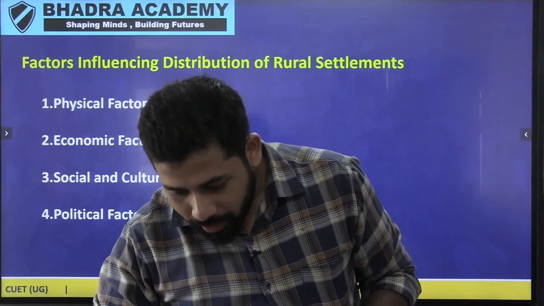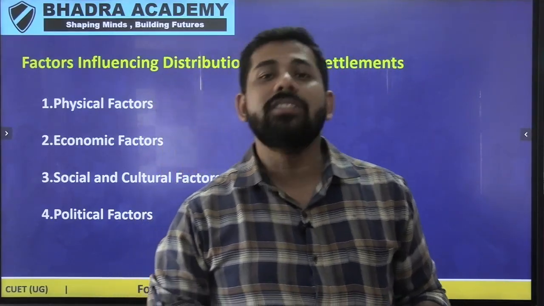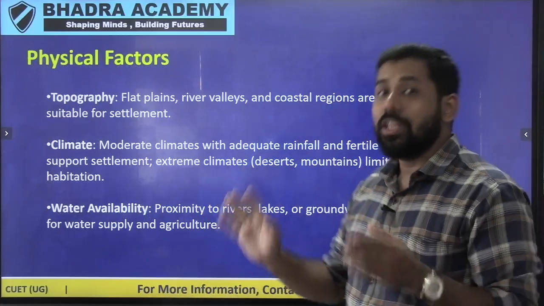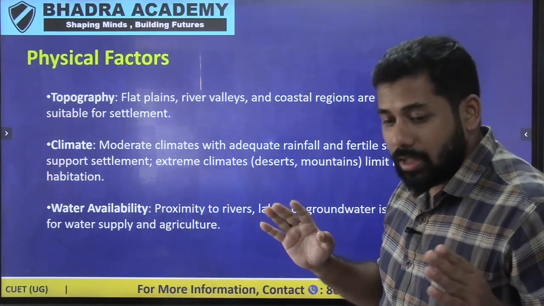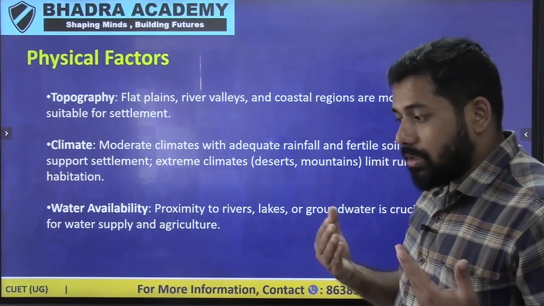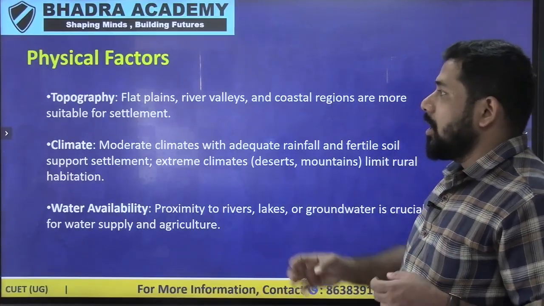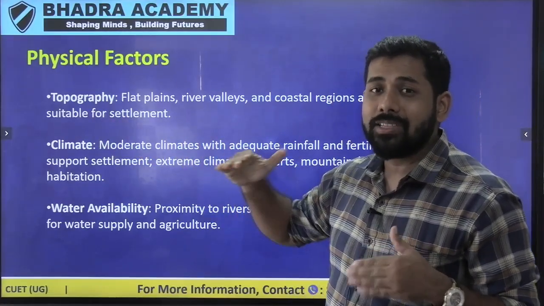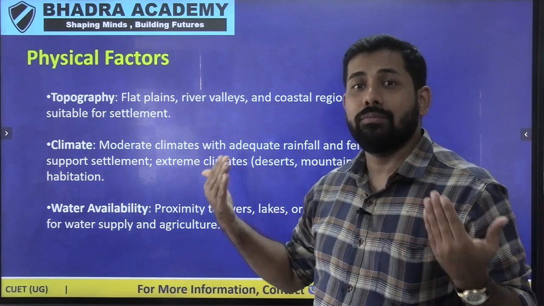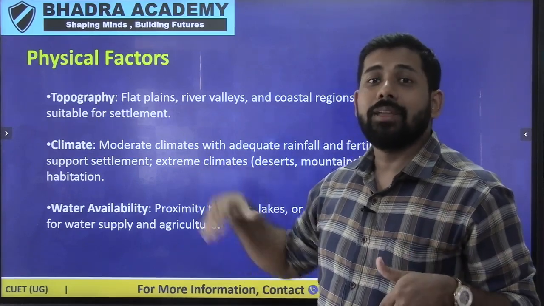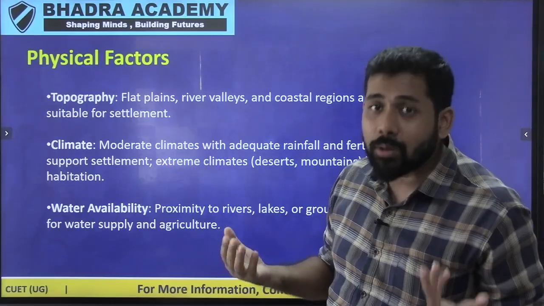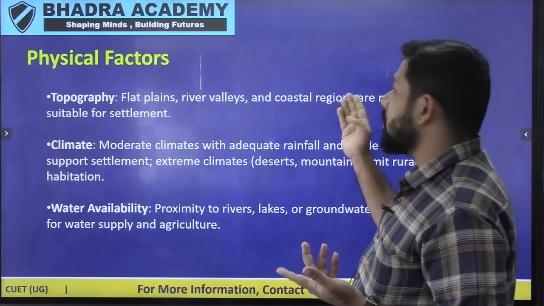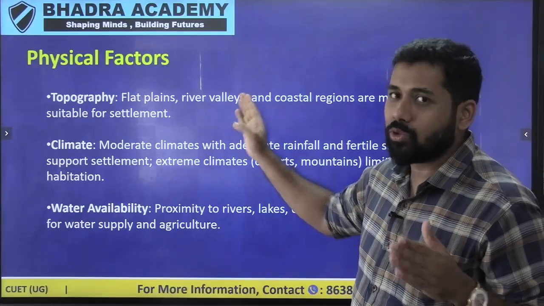So let's talk about one factor at a time. First things first, we'll be talking about physical factors. What are the physical factors which are influencing the overall rural settlement pattern? It may be the topography of a region. For example, plain regions tend to have more population, but at the same time hilly or plateau regions tend to have less population, right? So that is why floodplains, river valleys, and coastal regions are more suitable for settlement. That's what it is, right?